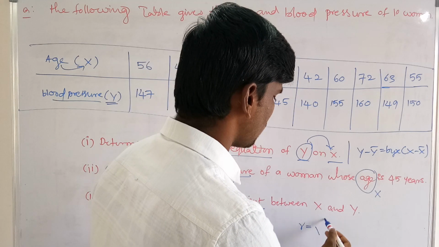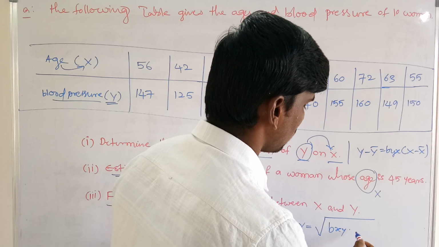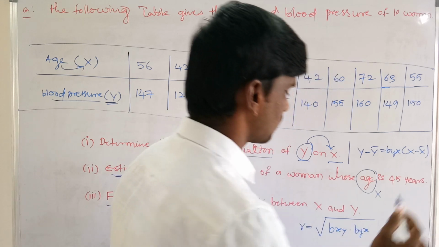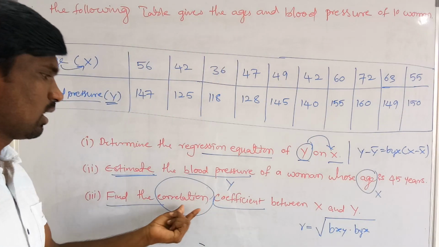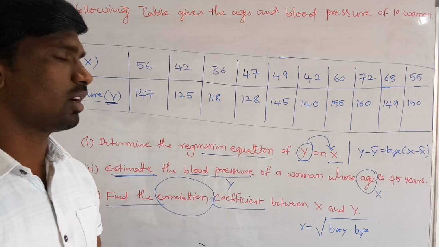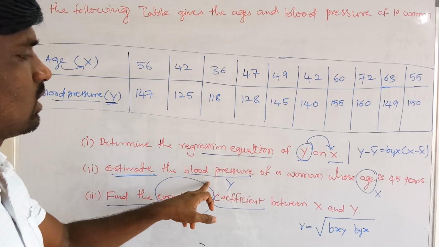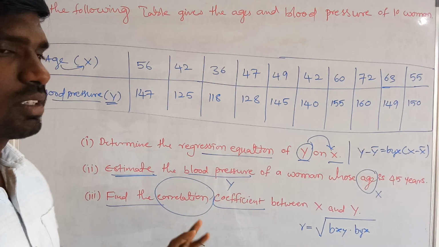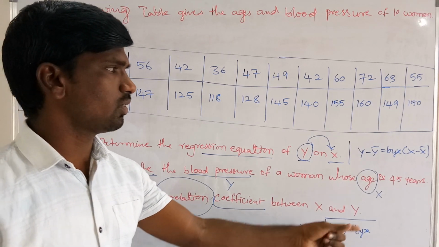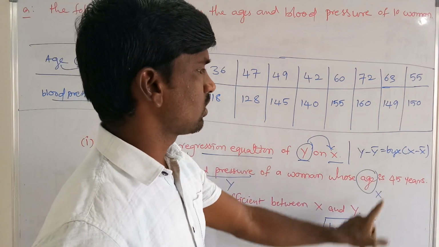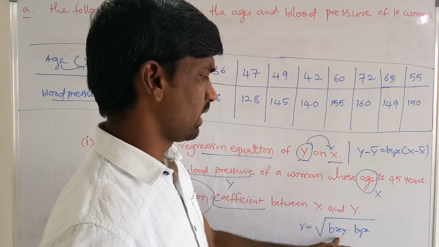The formula for calculating correlation is the square root of bxy into byx. This is the formula to calculate the correlation coefficient between X and Y. We know how to solve the first condition and the second condition, and the third one is new, the finding of correlation between X and Y, which is a simple formula. We have to calculate byx, or if X and Y, we have to calculate bxy.